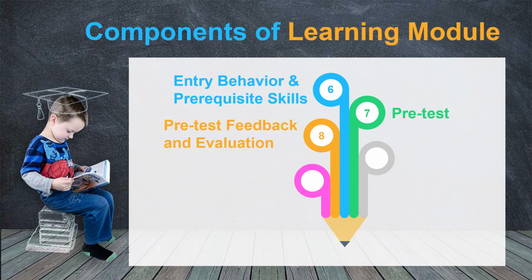Number 8. Pretest feedback and evaluation. A key to correction must be provided within the module for the students to determine whether their answers to every item in the pretest are correct. The total number of correct items must be given an equivalent grade to find out whether the learners pass or fail the test given. Such equivalent grade is contained in the pretest evaluation.